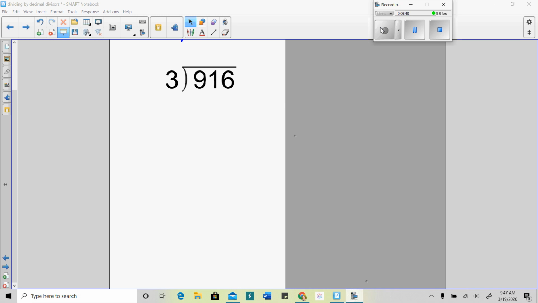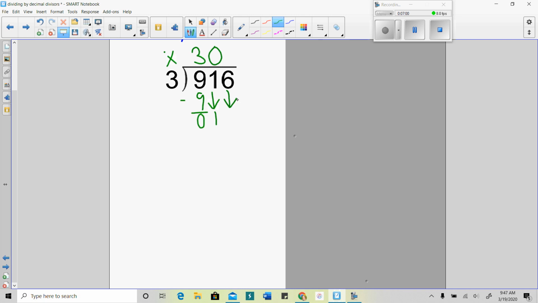So 3 will go into 9 3 times. 3 times 3 is 9. Subtract, I get 0, drop the 1. So 3 will not go into 1, but it's very important that you do put a placeholder 0. Don't just move on over to the 16 and go ahead and put your answer. You have to block that spot off with a 0. So now I'm going to drop my 6 and I get 16.